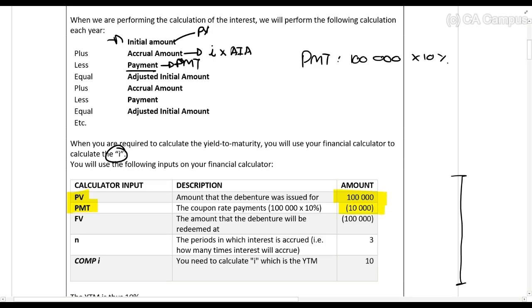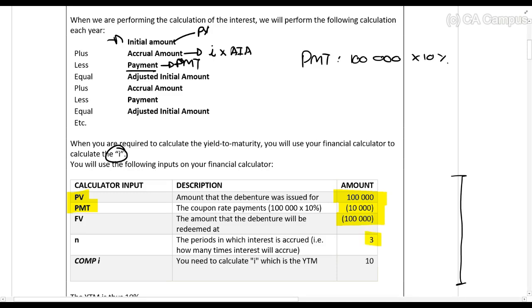The future value is how much one day am I going to give you back? I'm going to give you back 100,000 rands, the face value of the debenture. It's not issued at a discount or redeemed at a discount or a premium. So 100,000 rands negative because remember I have to pay you back the 100,000 rands that I owe you.